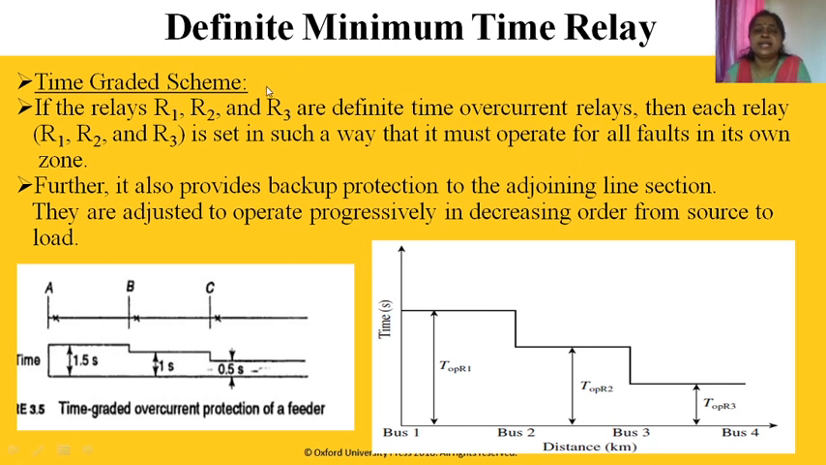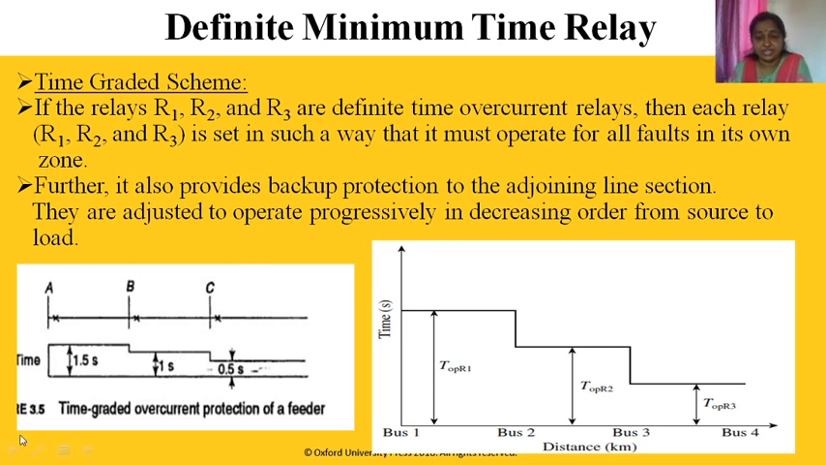Okay, second is time graded scheme. In time graded scheme, the name itself tells you time is graded, while time grading is done with the help of definite minimum time relay. In definite minimum time relay, we have two settings, current setting as well as time setting, but we are grading time, means time we are changing.